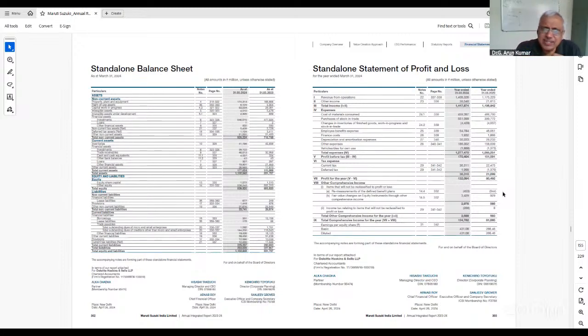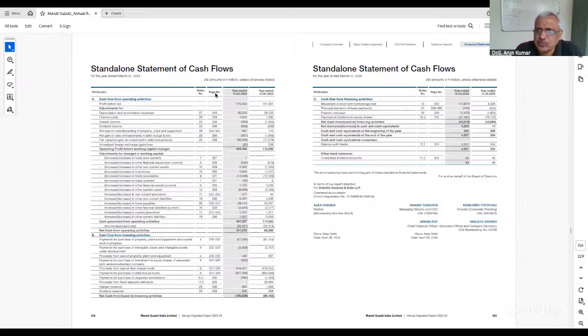I have taken the example of the Maruti Udyog annual report. In the annual report, I have gone to the finance section. The annual report has already been shared with you. The finance section, as you see here, gives you the profit and loss statement on the right and the balance sheet on the left. The next page gives you what we call the cash flow statements. All the three statements are basically covered in the class.